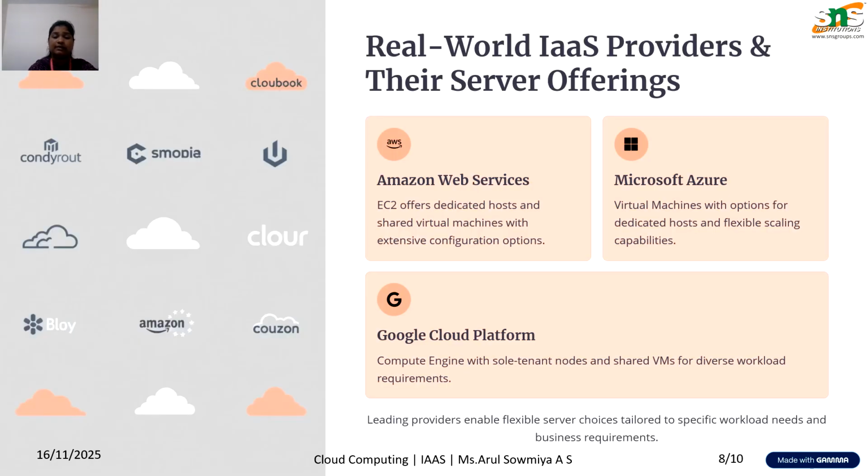So the next one is real world IaaS providers and their server offerings. The first ones are Amazon Web Services, Microsoft Azure, and Google Cloud Platform. Here, the first one is Amazon Web Services. Here, EC2 offers dedicated hosts and shared virtual machines with extensive configurations. And Microsoft Azure offers VMs with options for dedicated hosts and flexible scaling capabilities. And the last one is Google Cloud Platform. Here, Compute Engine offers sole tenant nodes and shared VMs for the requirements.